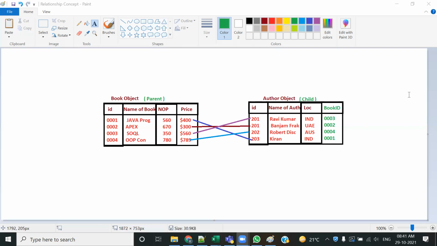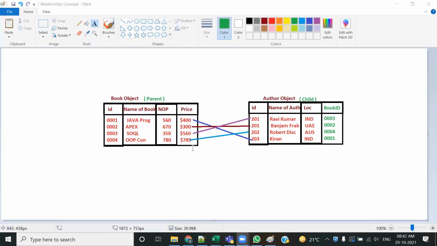There is only one rule: try to make it relevant as far as possible. If you are naming something, give a relevant name. Don't name it XYZ, ABC, 1 2 3 4 5 6. Try to give a relevant name, so that someone looking at this could understand what this field is all about.